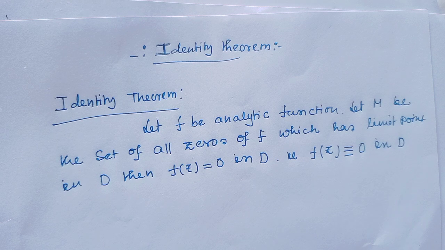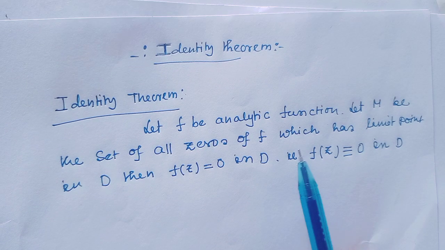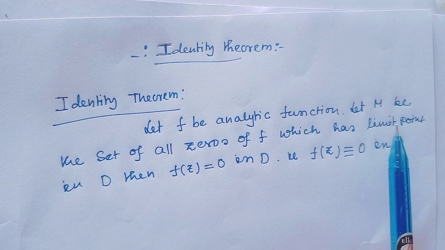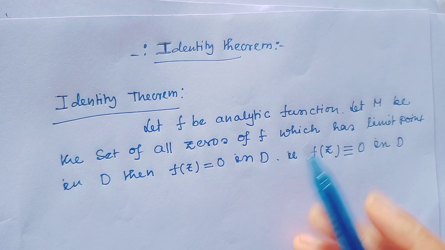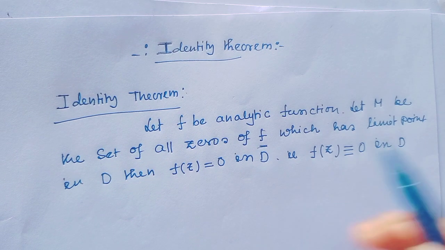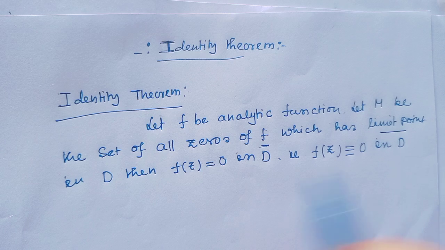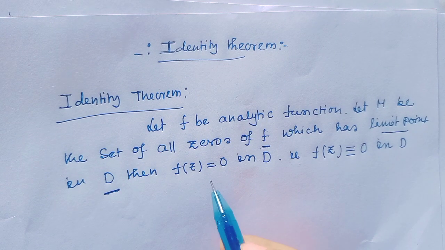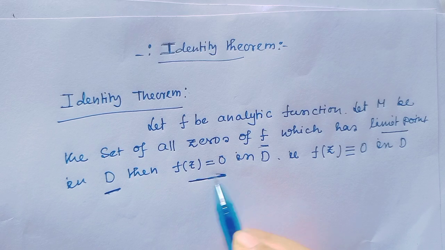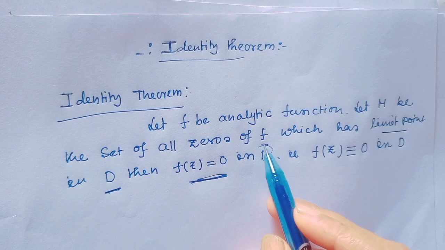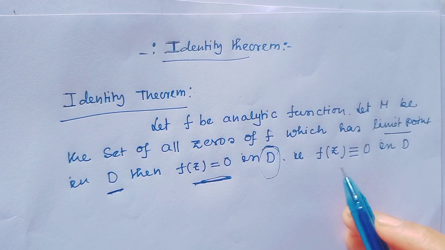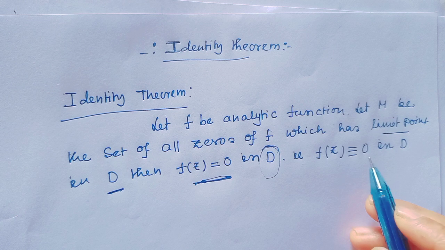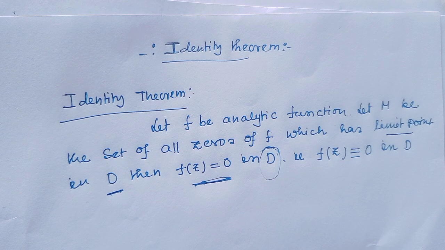Suppose f is an analytic function and M is the set of all zeros of the function f which has a limit point in the domain D. Then f(z) equals 0. Zeros has where? In the domain D. Then that implies f(z) is identically 0 in the domain D.